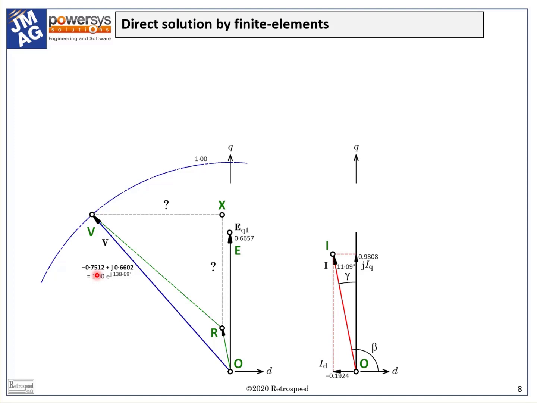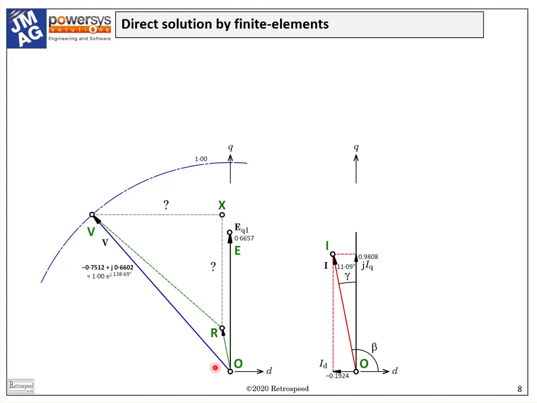Vd equals minus 0.7512 per unit, and Vq is 0.6602 per unit. The purely reactive part of this voltage is RV, which is V minus Ra times I. RV is attributed solely to the fundamental time harmonic of the flux linkage per phase, and that is what we calculate using the finite element method.